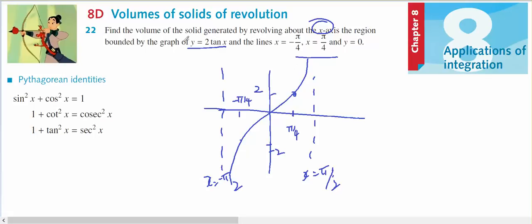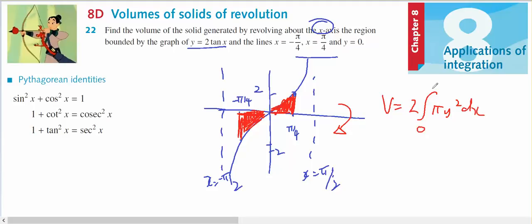And we're looking for the region bound between this curve and the lines x equals pi on 4 and x equals minus pi on 4. So looking for this and this. And because of the symmetry of the tan curve, they will be equal, and we're going around the x-axis. So that will be a volume equal to 2 lots of pi y squared dx, going from 0 to pi on 4. And that will give me this revolving around the x-axis and then 2 of them.